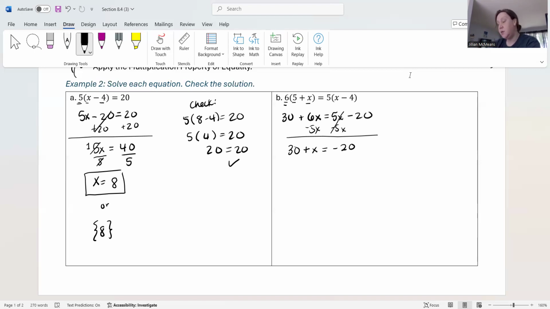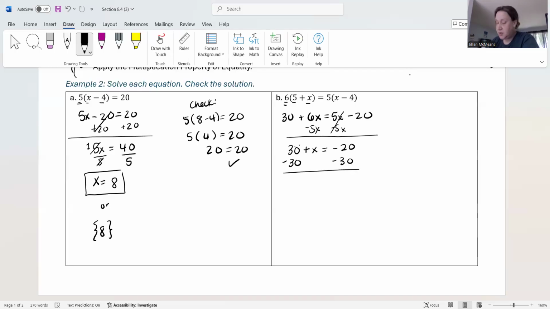Okay, so on the left-hand side, we have our x term, but the issue is this plus 30. We need to get all of the constants on the side opposite the variable. So let's move this 30. Since it's positive, we think of it as plus 30. We undo addition with subtraction.